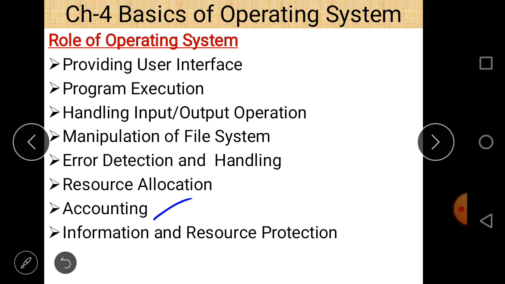And last is information and resource protection. In a computer system, protection of different types of information and resources is also done by an operating system. So these are the different roles of an operating system.